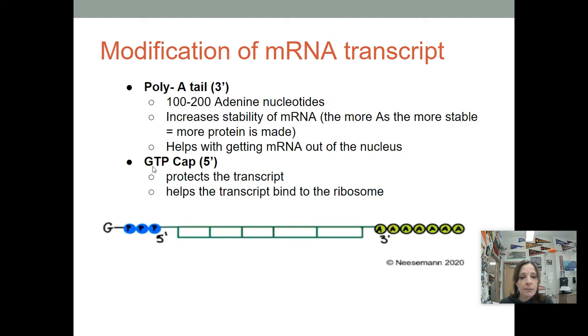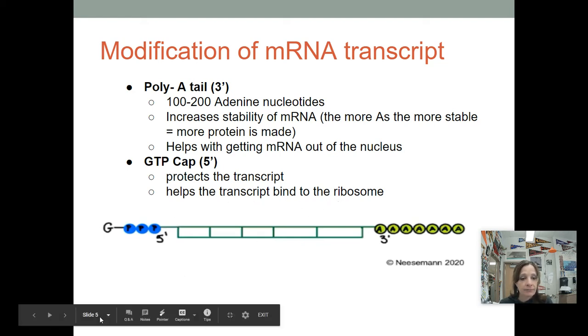Okay, the other thing that happens is you have a cap, a GTP cap on the other end, and that also protects the transcript and it helps it bind to the ribosome to translate it.